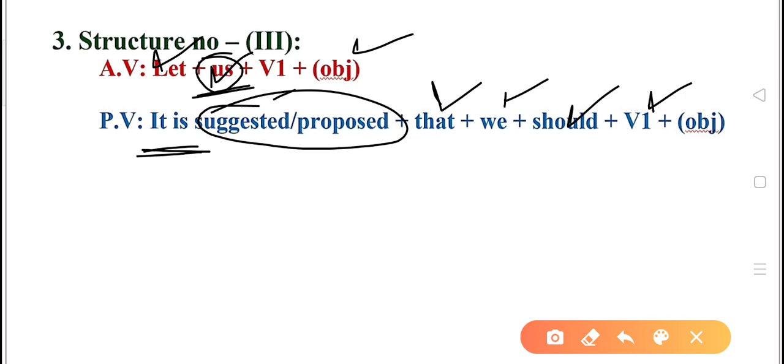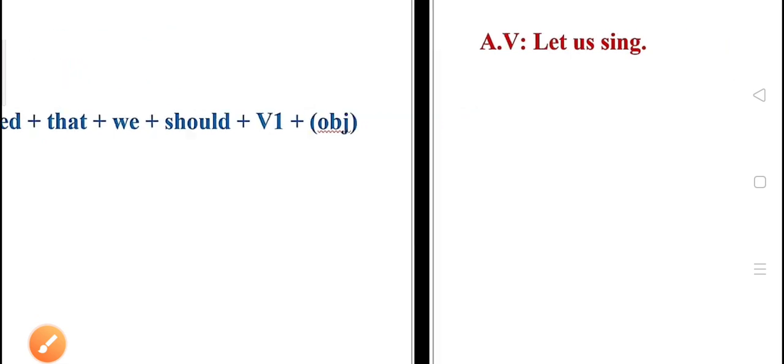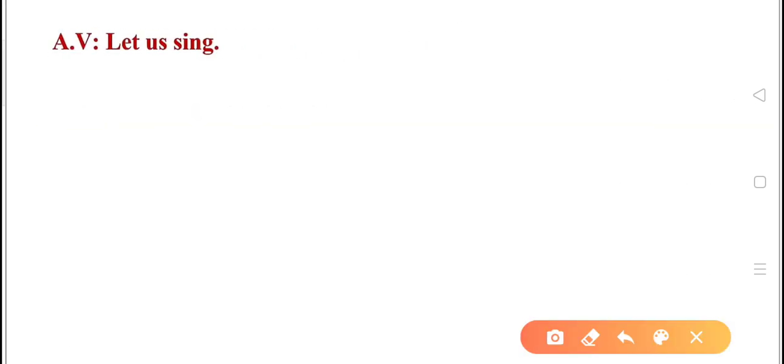So this is a little bit ticklish. If we compare to first and second category, this structure is a little bit ticklish. You have to just memorize all the steps very carefully. Now let's see the examples. Sentence of this category we have, let us sing. So as we know, we have to begin our passive with it is suggested or it is proposed. So let's write it down.